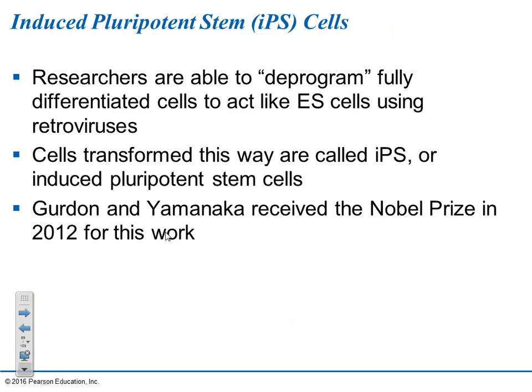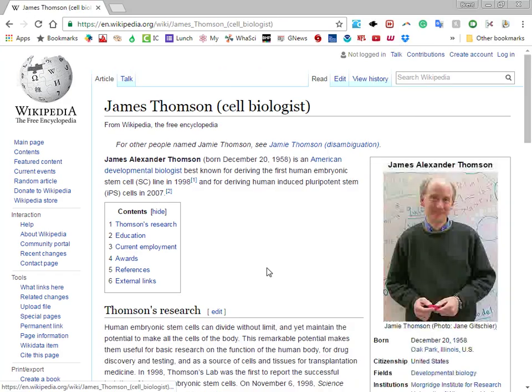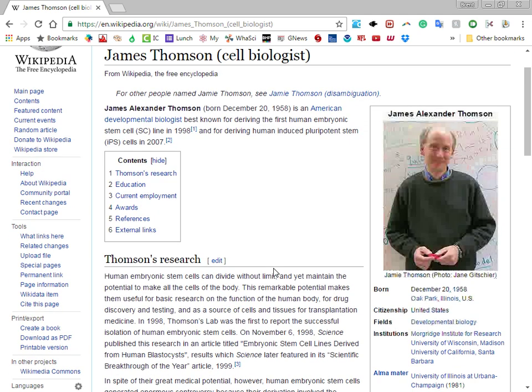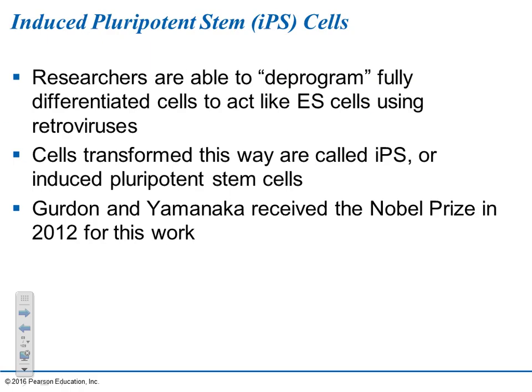By the way, he gets a Nobel Prize. Who did he work with? The guy up the road, James Thompson, University of Wisconsin, Madison. Did the same thing about the same time, different factors. Why doesn't he get a Nobel Prize? I don't know. He's darn close.